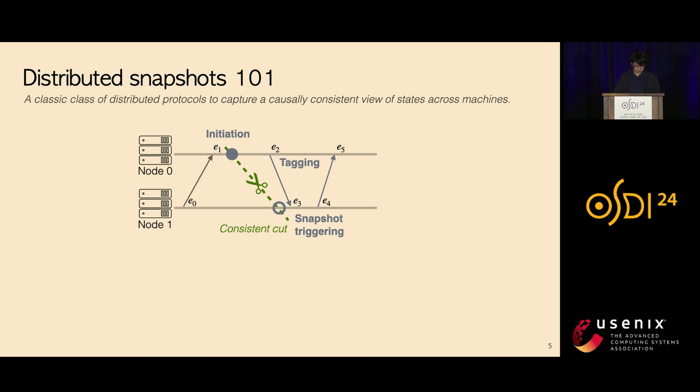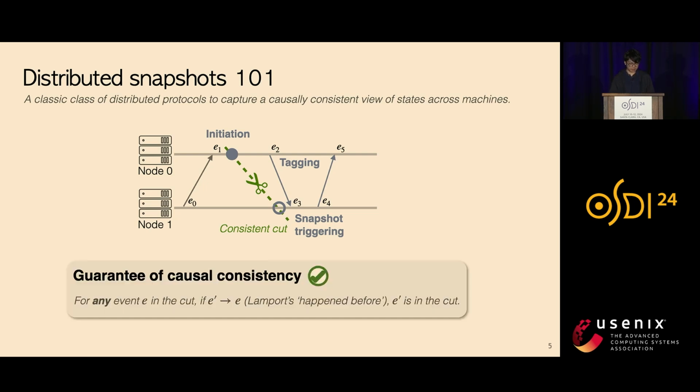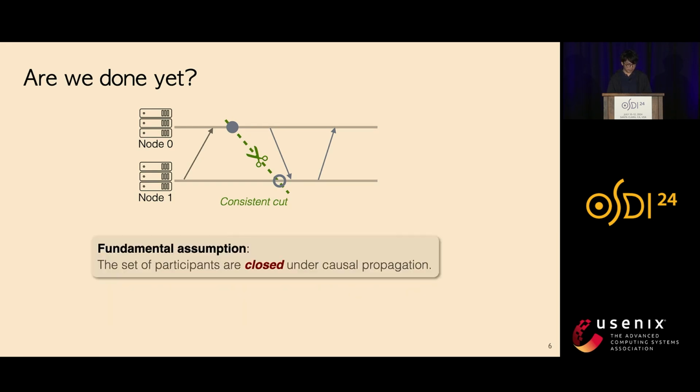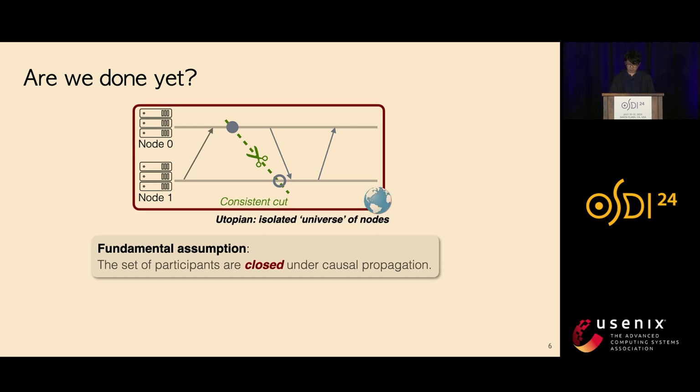With it, the recorded values guarantee causal consistency, which conceptually means that if a snapshot includes the effects of an event, it must include any event that leads to it. These protocols have been simple, effective, and widely known for decades, but do they solve all of the problems? Unfortunately, one fundamental assumption underlying them is that the set of participants must be closed under causal propagation. Another way to put it, they presume an isolated universe of nodes and require coordination of all.